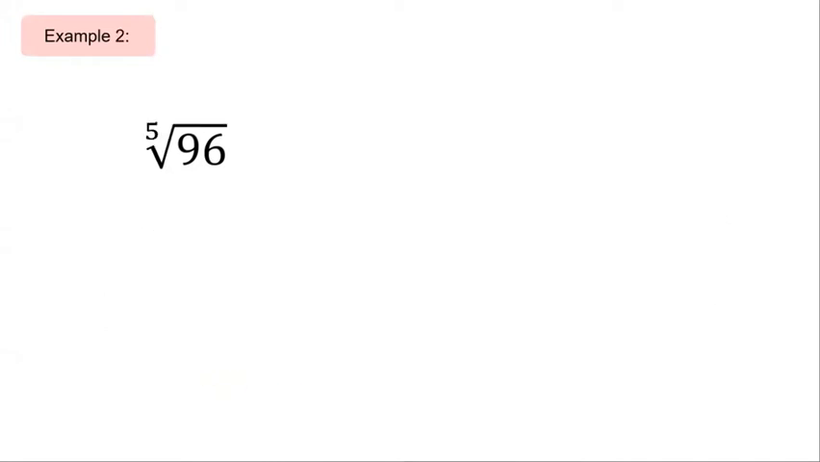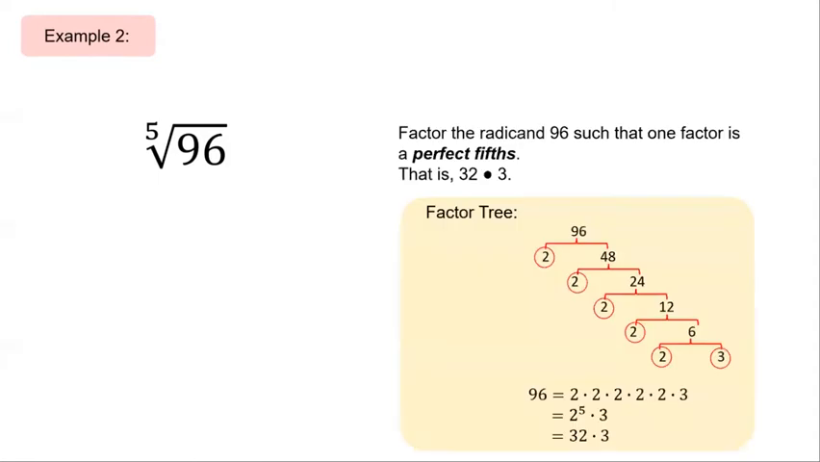Example 2, the fifth root of 96. So, para ma-simplify natin ito, kailangan muna natin i-factor yung 96 na kung saan yung isang factor niya ay isang perfect fifth. So, ayan ulit. Meron tayo ulit ditong review ng factor 3 para sa factors ng 96 or prime factors ng 96. So, yung mga factors na hinahanap natin ay 32 times 3. Yung 32 yung ating perfect fifth.